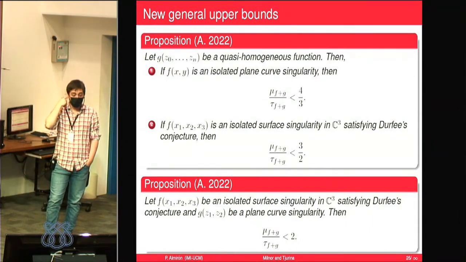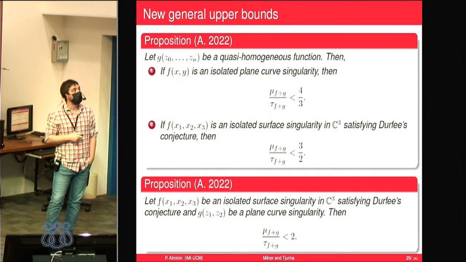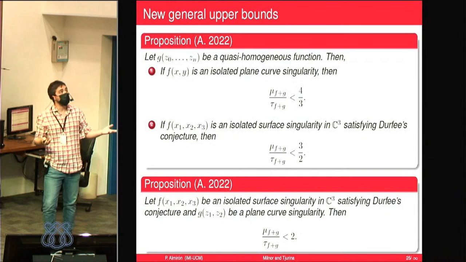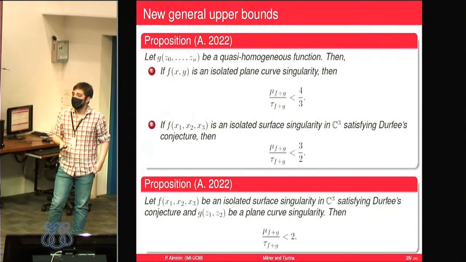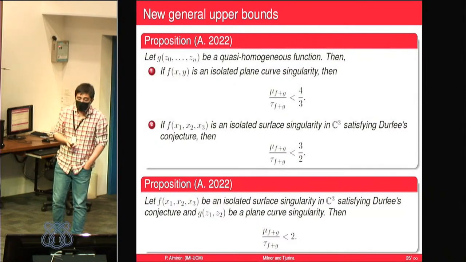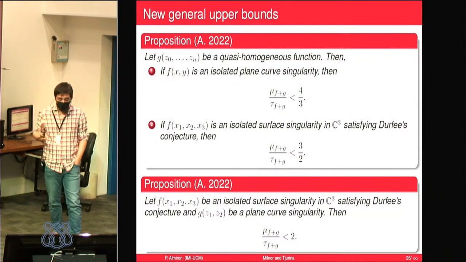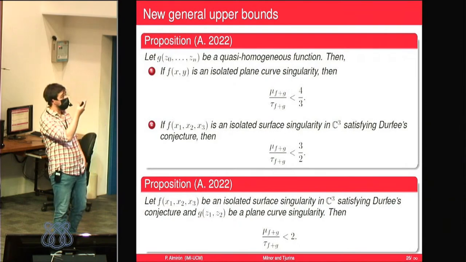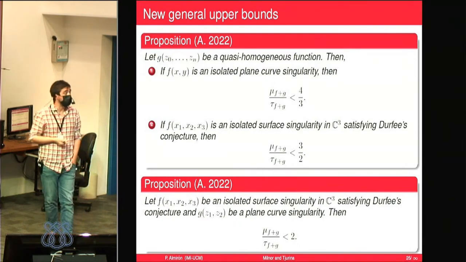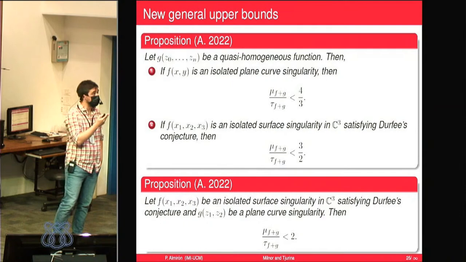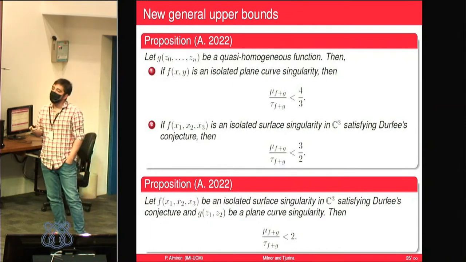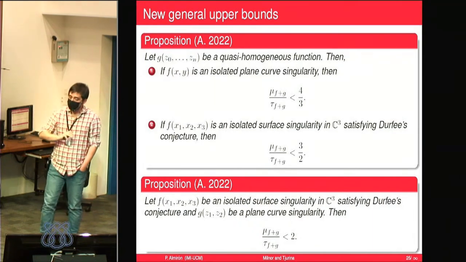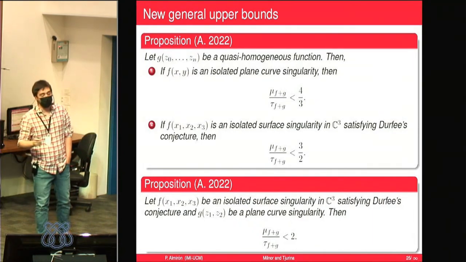On the other hand, you can also prove, as an easy corollary, that if you have a surface singularity satisfying the Dimca–Greuel conjecture, then again we play the same trick. And also the other one is trivial: you take f and g, and then you do the join, and then this is less than 2. One point: I say to you that I want a sharp upper bound, asymptotically sharp.